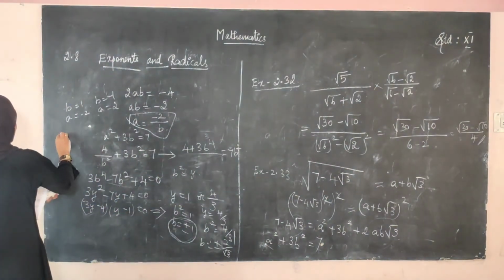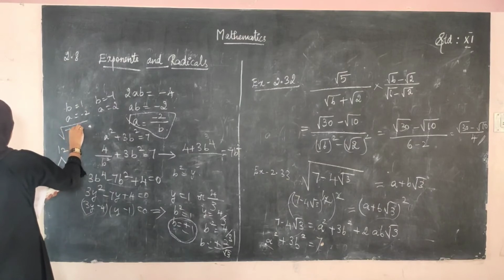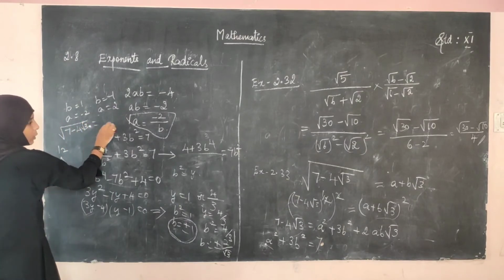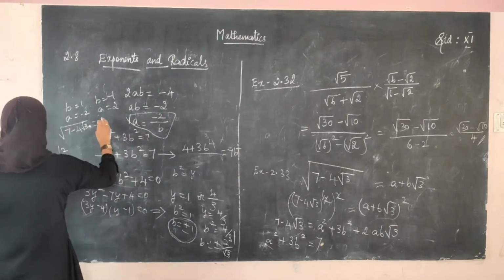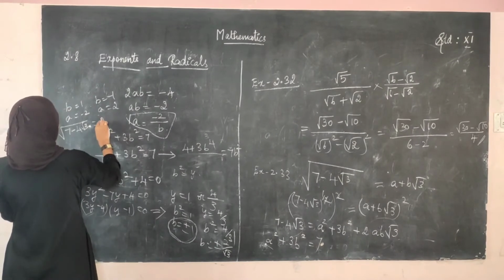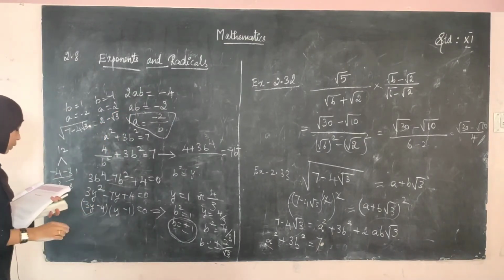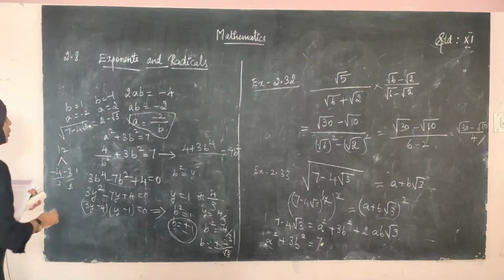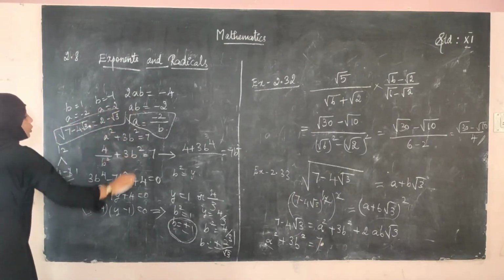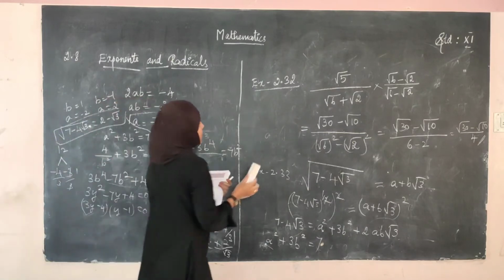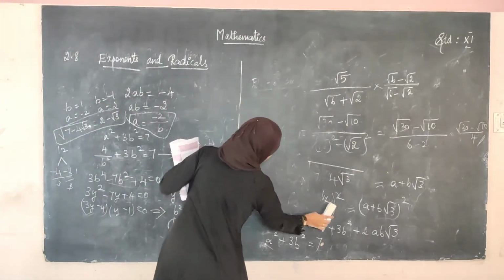So, root of 7 minus 4 root 3 is equal to a plus b root 3, that is 2 minus 1 into root 3, which is 2 minus root 3. Okay, so this is the answer, 2 minus root 3. Now let us see the exercise sum.